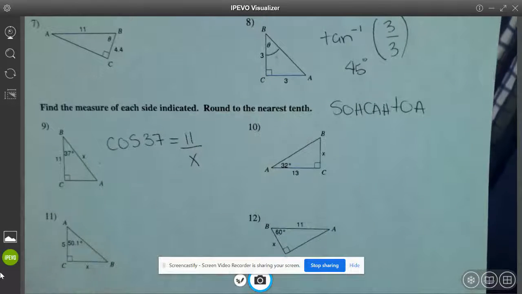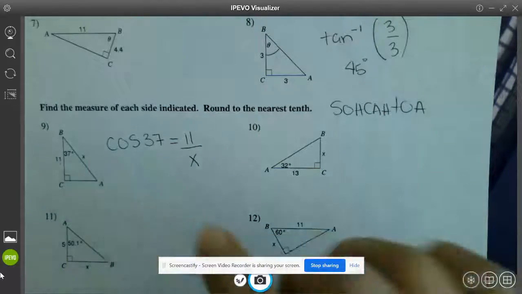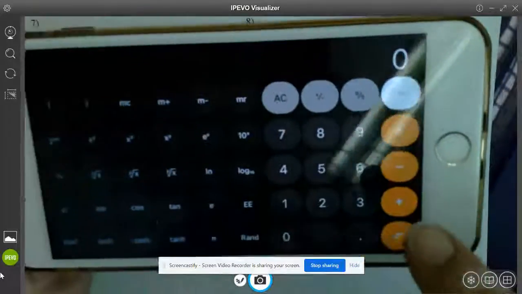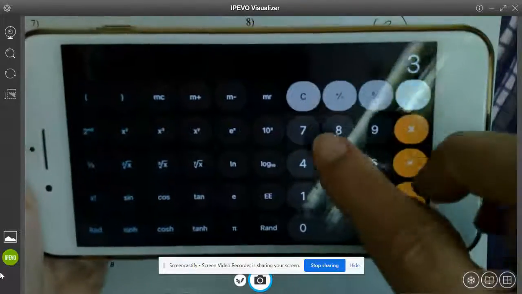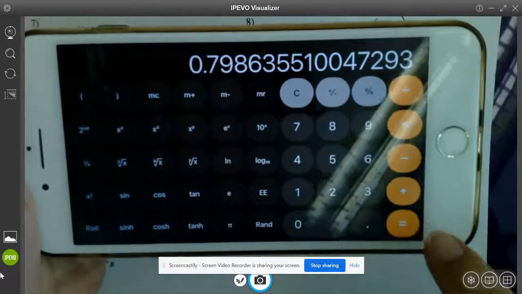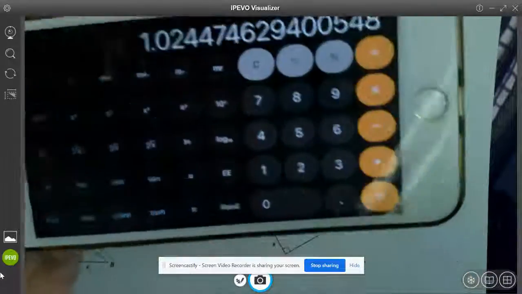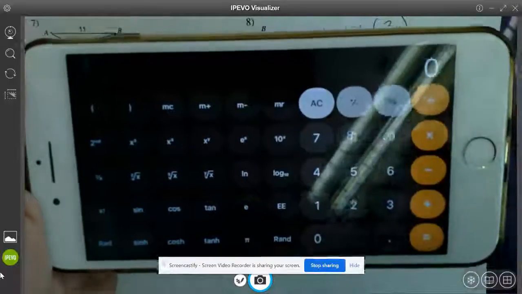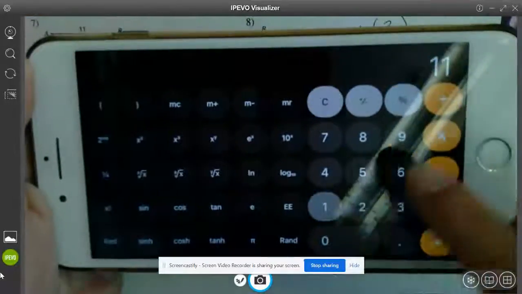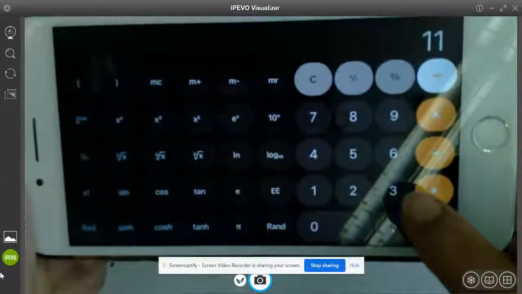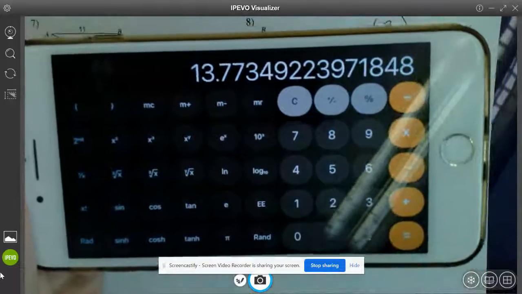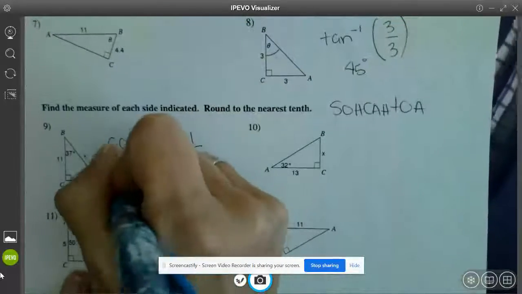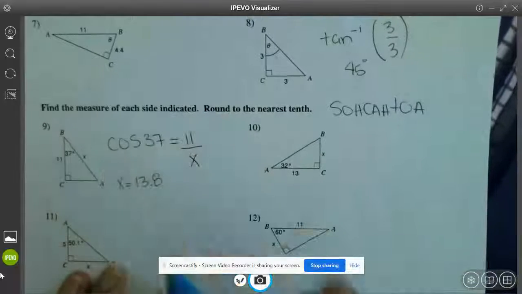Remember, when you have the x as a denominator, you're going to divide. You're using the regular cosine here. So that is 11 divided by the angle and then cosine. Don't forget to press the equal sign because you're dividing. That doesn't seem right, let's do it again. 11 divided by 37 cosine, press equal. 13.7, 13.8. So x equals 13.8.